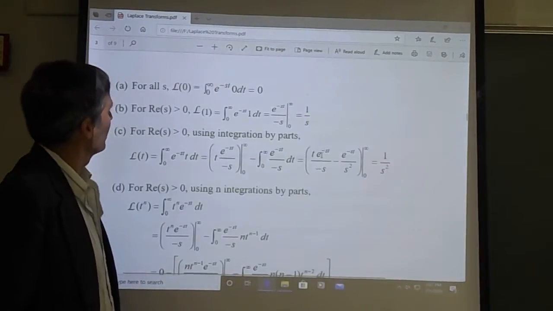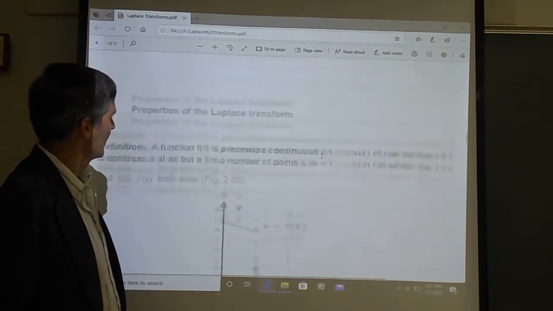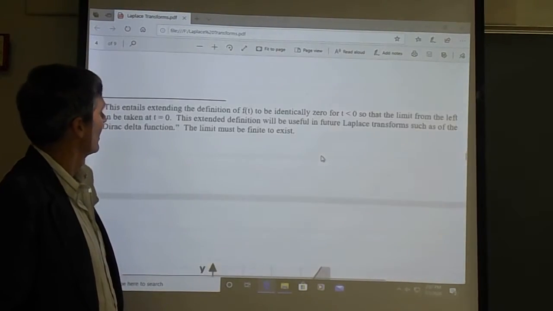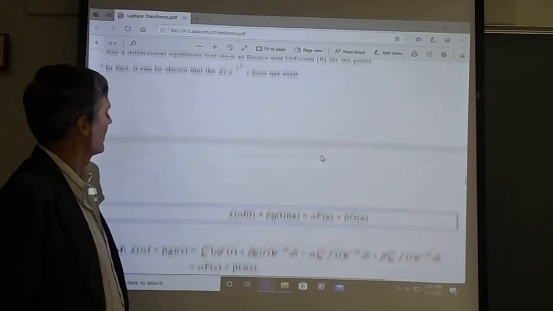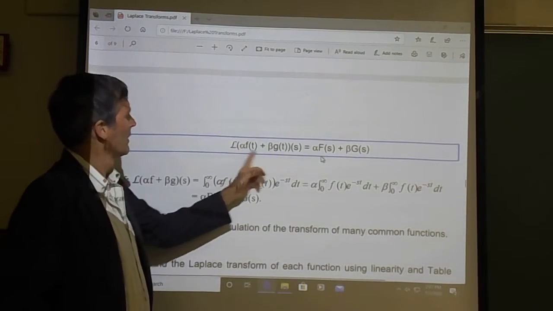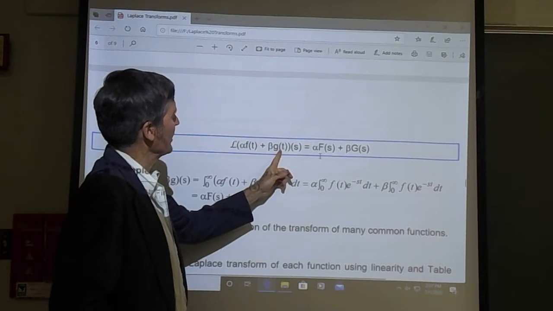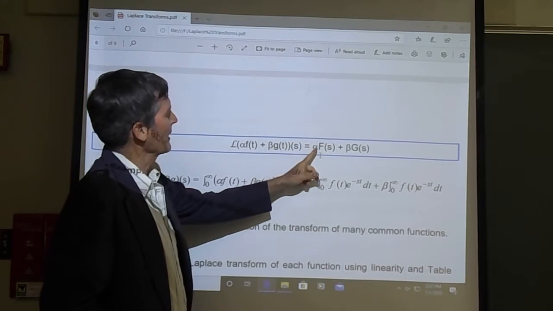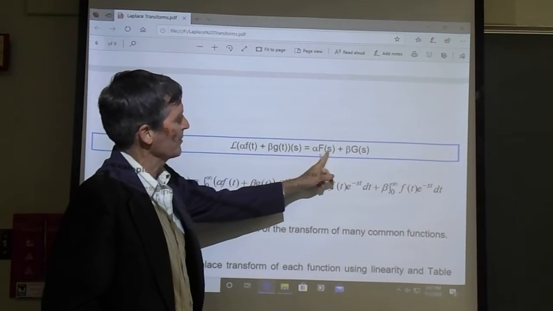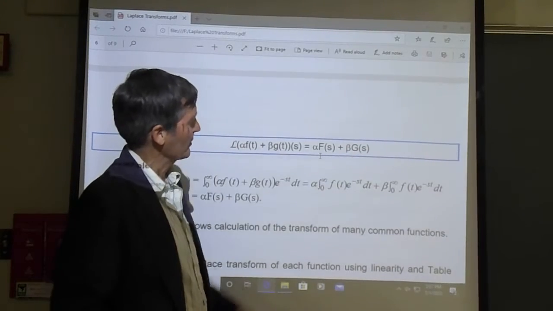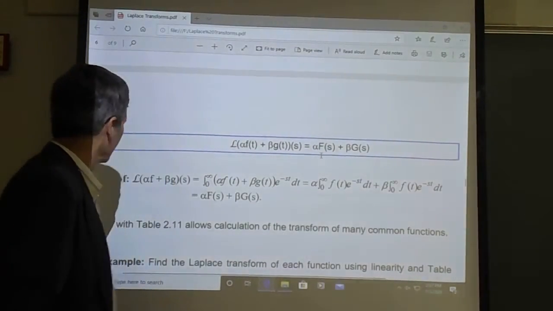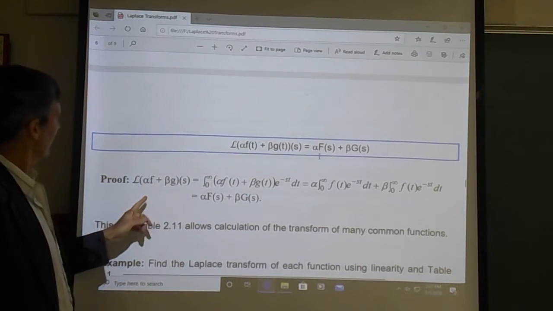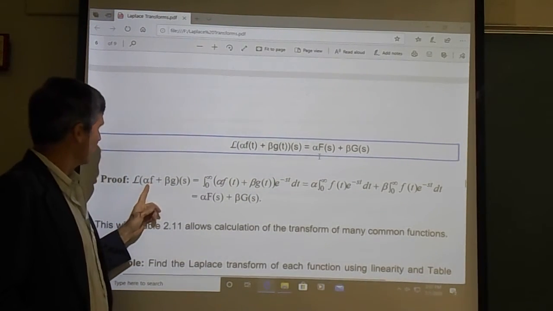So when I take the Laplace transform L of a function, alpha f plus beta g, which is a function of s, I can calculate it as alpha times the Laplace transform of one plus beta times the Laplace transform of the other. I use the L over here and the other notation over here is what I'm doing. So here's the proof. The proof is really just the fact that L is an integral.